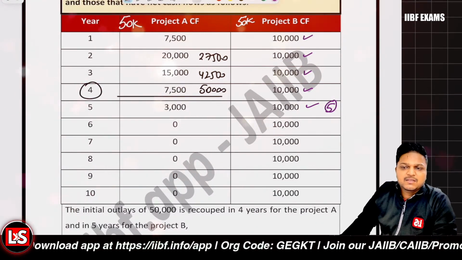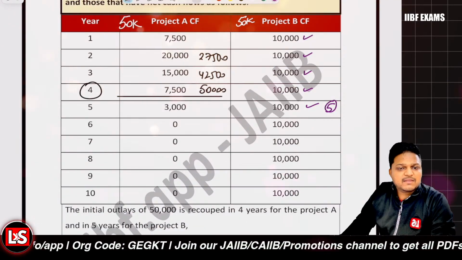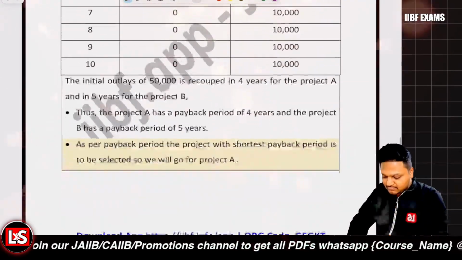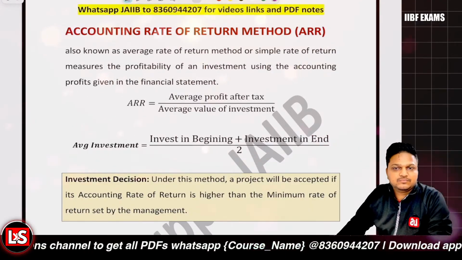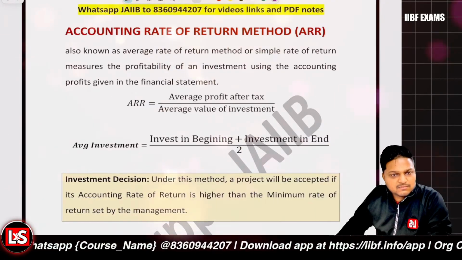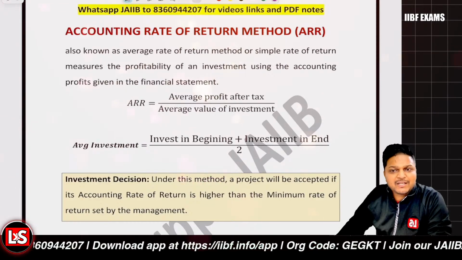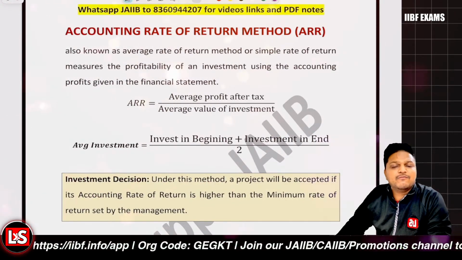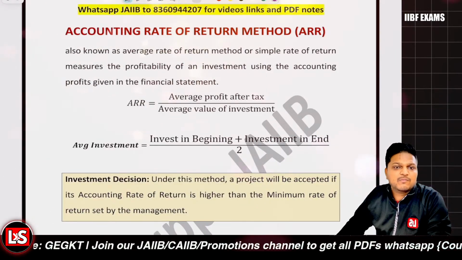Clear that? The second method that we are going to learn about in the case of non-DCF methods is the accounting rate of return method. That's the ARR method. All these are capital budgeting techniques, and ARR is the technique that measures the expected annual accounting profit from the project.